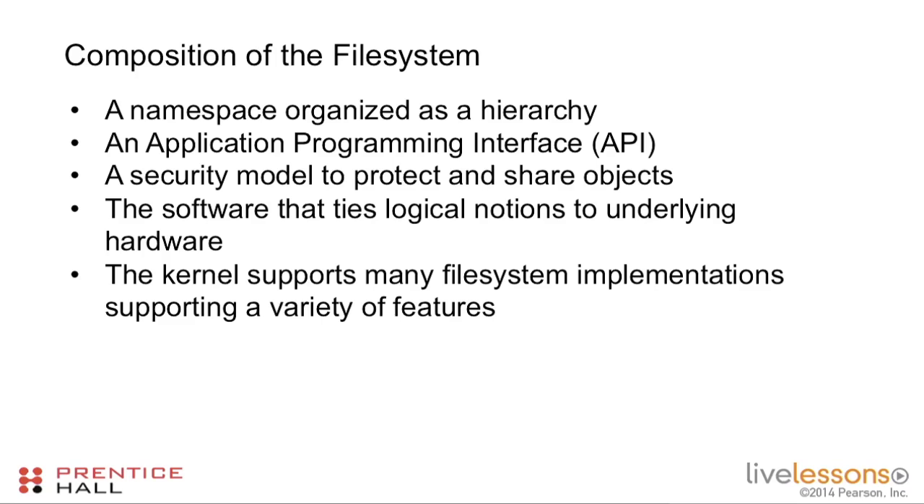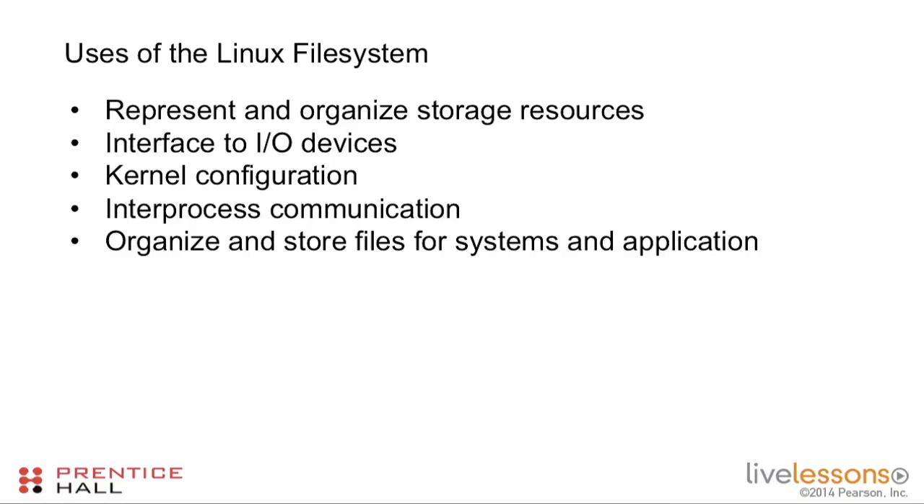The file system is the software that takes all of these logical notions that we just discussed and ties them into the underlying hardware, the disk underneath the virtual file system. The kernel itself supports many different types of file systems, many different implementations, and there are a lot of nuances and complexities to different file systems that have different features. The Linux file system is usually ext3 or ext4. That's just the type of file system that is the default on many Linux systems. There are many other types of file systems out there that support various features.